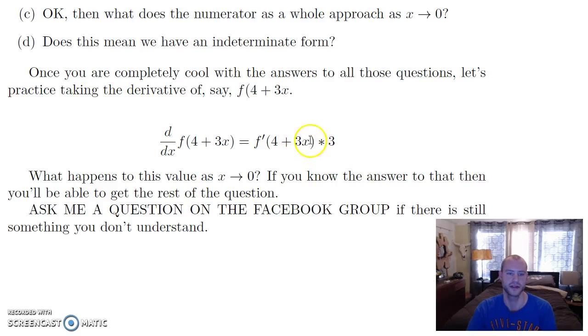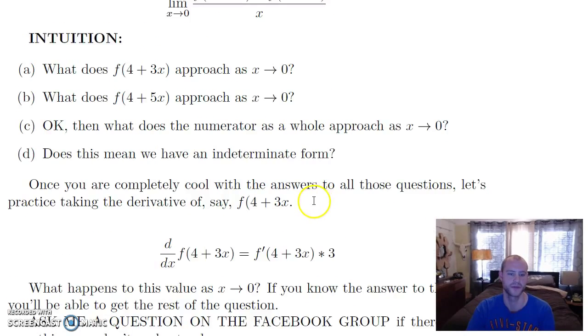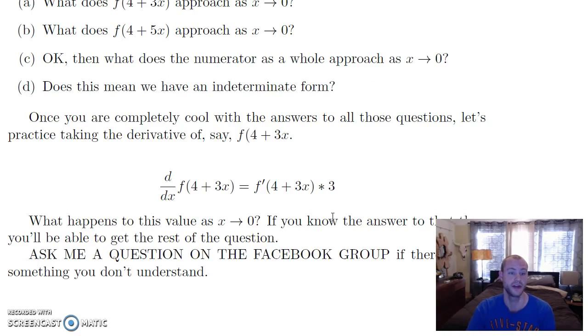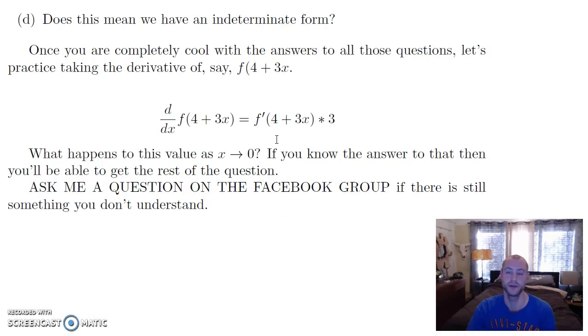Well, think: if this is 0, then it's f prime at 4 times 3. Do we know what f prime at 4 is? Is it the same as f at 4? No, it's not. It's different. So use that information. Now your numerator shouldn't be 0 anymore, and it shouldn't be infinity. And your denominator, I'm sure by now you can all take the derivative of the denominator. And yeah, you should be good.